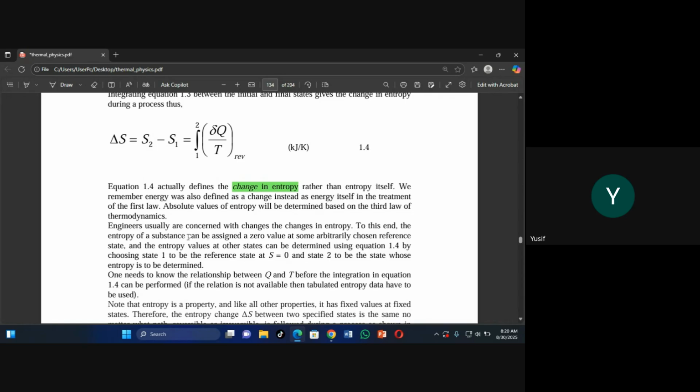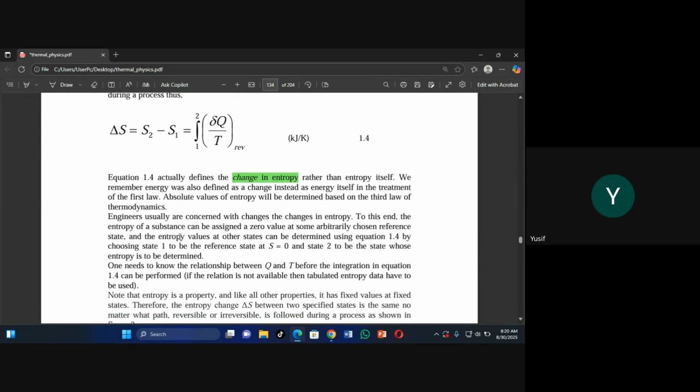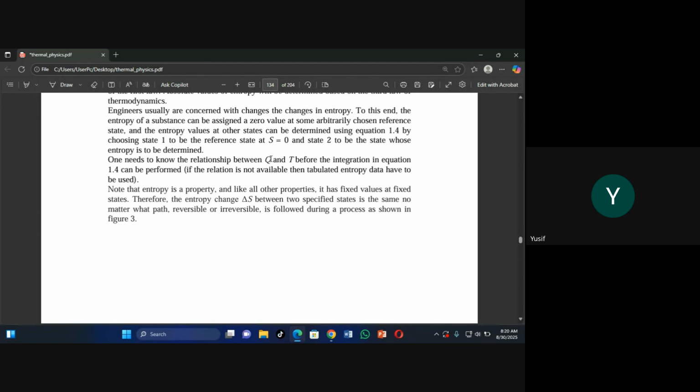So as I said, the reference point is always assumed to be at 0, so that the one you are looking for its entropy is now determined. So it will be that of the one determined minus 0. So whatever you get is the same as entropy, rather than saying entropy change, as I just explained. Okay. One needs to know the relationship between heat and temperature before the integration in equation 1.4 can be performed. If the relation is not available, then tabulated entropy data has to be used. Note that entropy is a property.